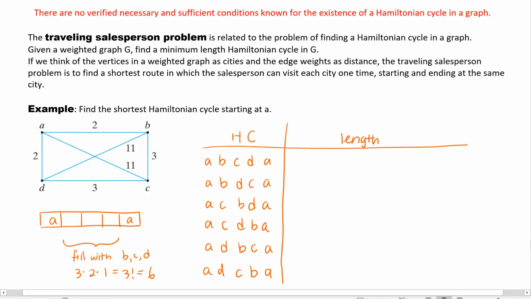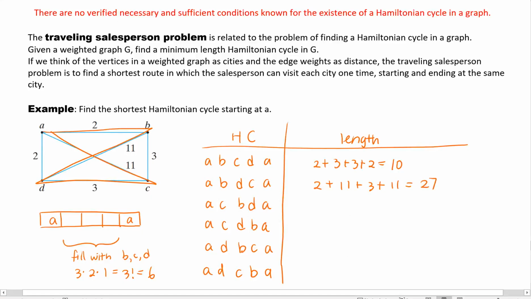A, B, C, D, A. That's the rectangle. So 2 plus 3 plus 3 plus 2, that is 10. And then next, A, B, D, C, A. A, B is 2, B, D, 11, D, C 3, C, A 11. So that gives us 22 plus 5, 27.